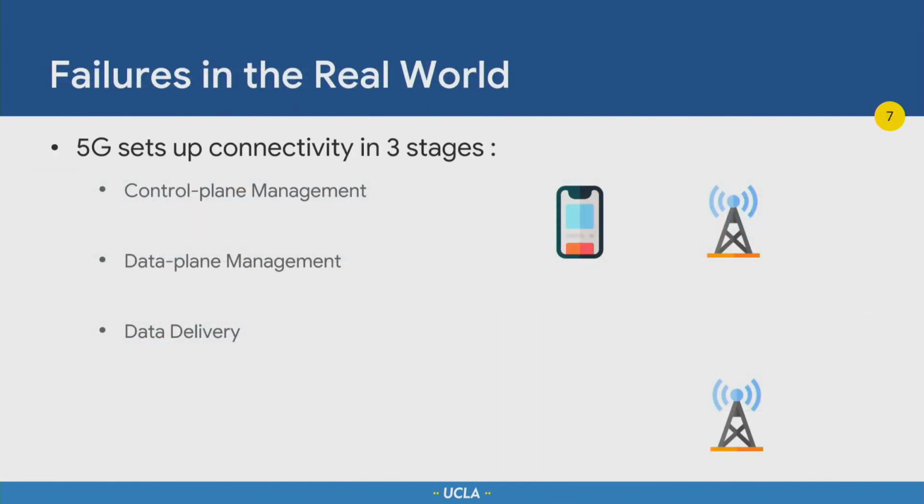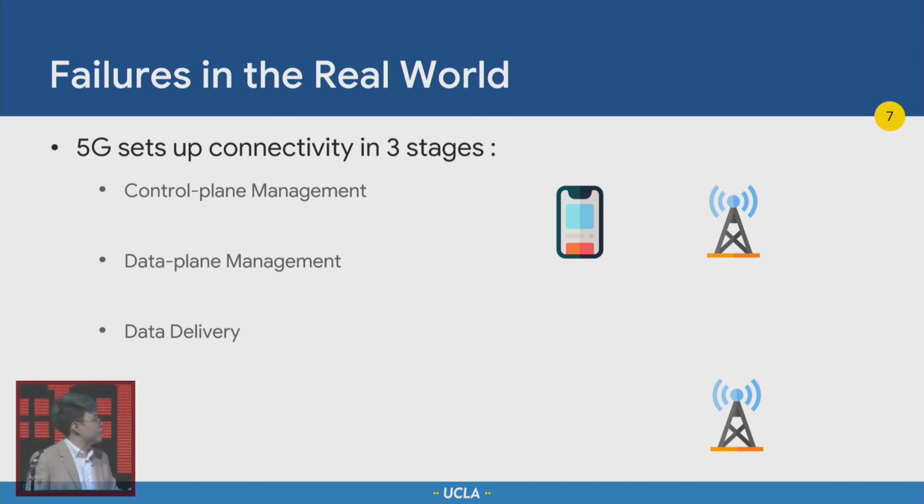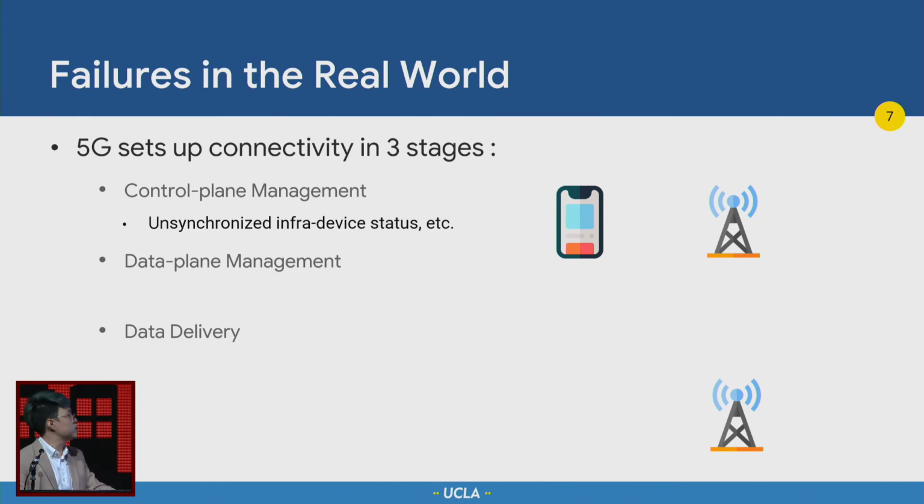5G sets up connectivity in three stages: it sets up the control plane, then the data plane, and finally goes through data delivery. However, failures could happen in every stage. For example, the most common failure in control plane management is unsynchronized infra data status. So let's give a case.